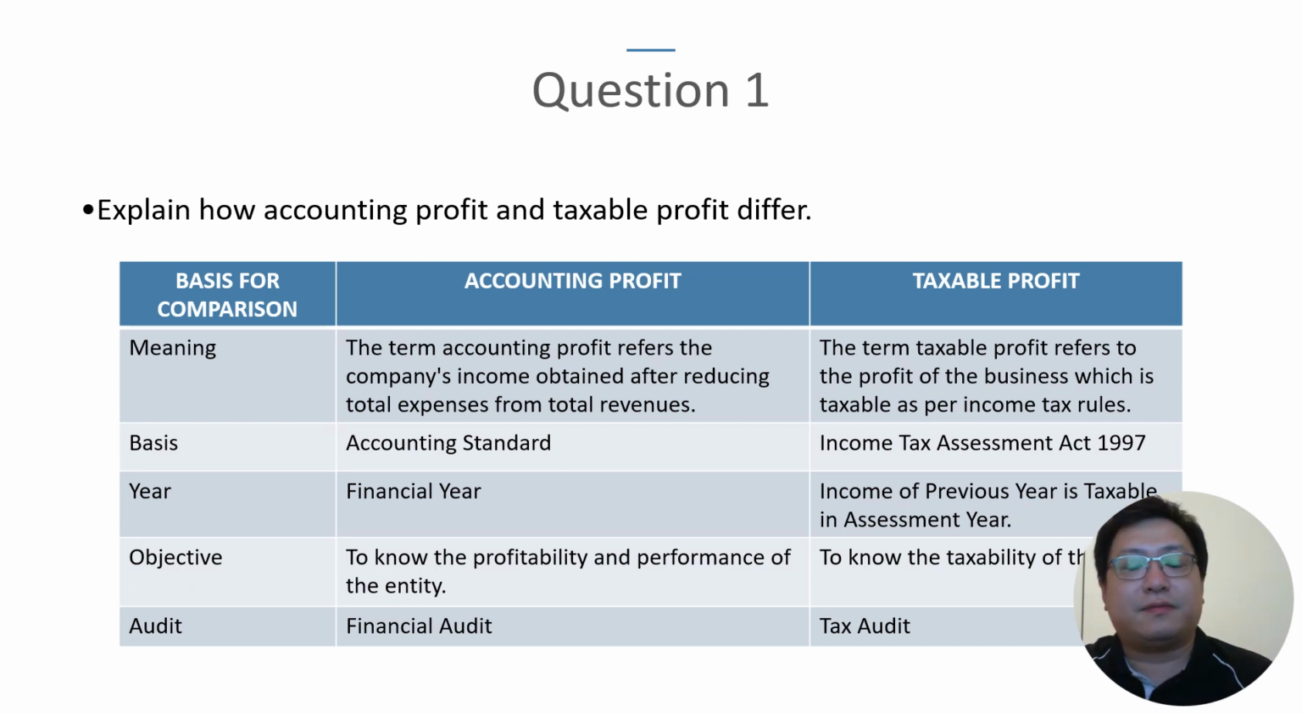Fourthly, the object of accounting profit is to know the profitability and performance of the entity. Taxable profit is to know the taxability of the entity. Lastly, the audit methods are also different. Accounting profit uses financial audit, while taxable profit uses tax audit.